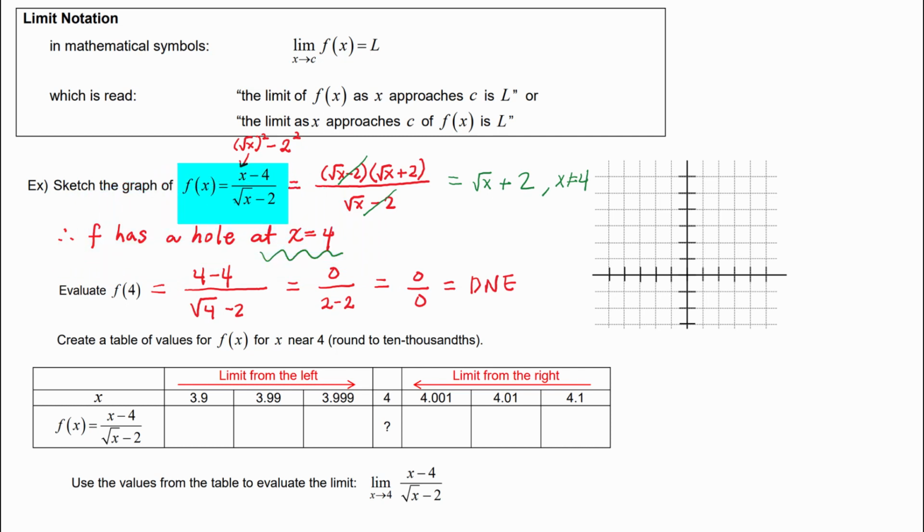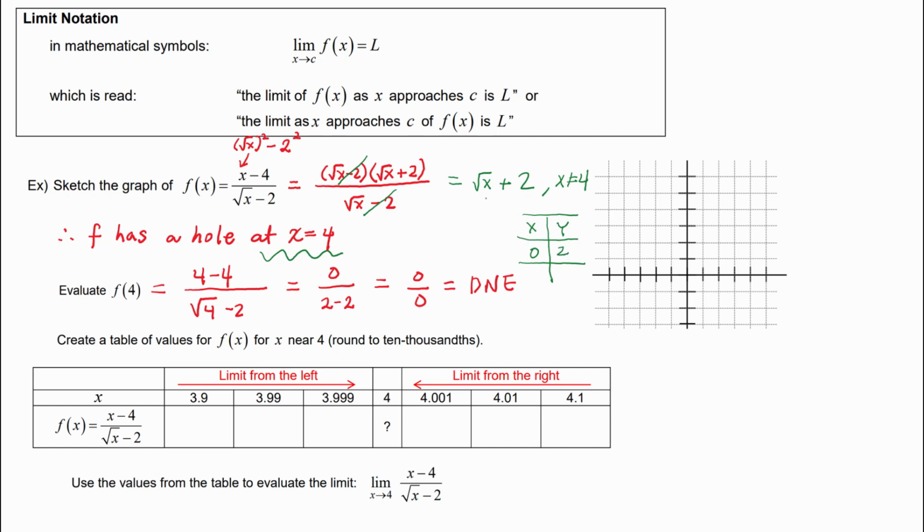So the graph of f(x) is going to be exactly the same as radical x plus 2 except at x equals 4. At x equals 4, we will draw a hole, but anywhere else, the function will coincide with the radical x plus 2 function. And because it is a radical function, we cannot plug in any negative number for x. So the smallest x value we can plug in would be 0. So let's put x and y. The smallest number is 0, and radical 0 is 0. 0 plus 2 is 2.